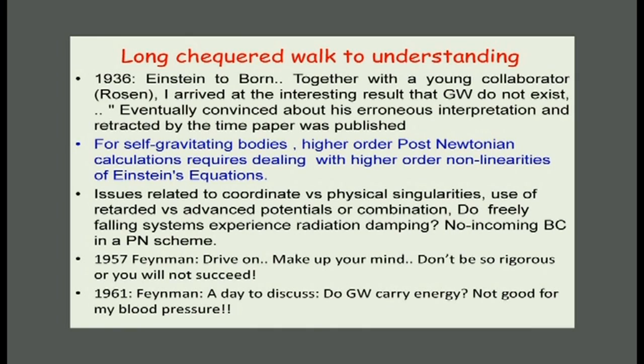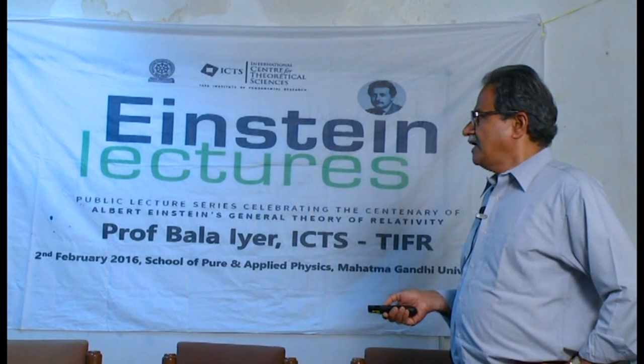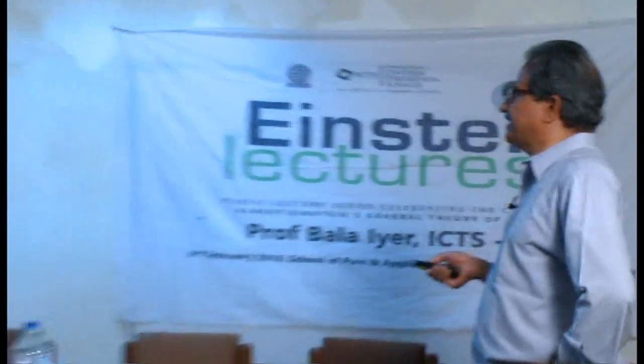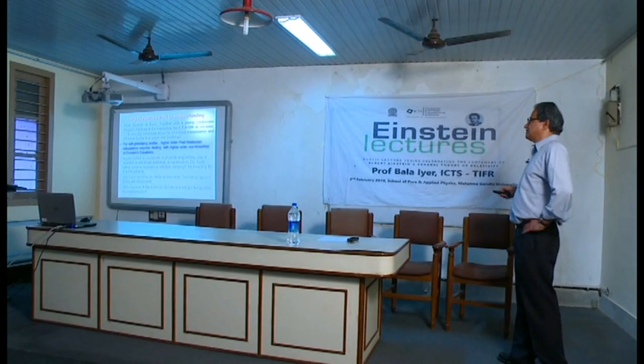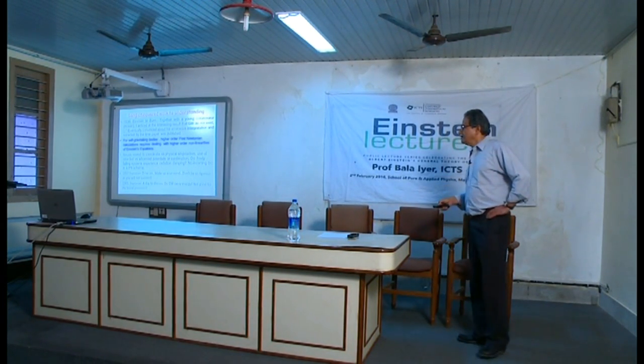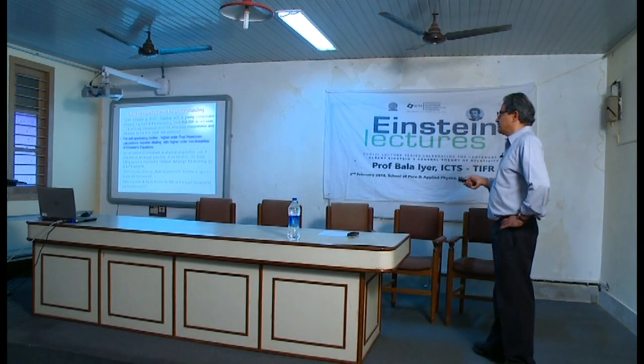Not only is the experiment difficult, even the theoretical understanding of gravitational waves took a large number of years. It almost took 50-60 years, because even though Einstein had predicted gravitational waves in 1916, in 1936 he wrote to Born, "Together with a young collaborator, I arrived at the interesting result that gravitational waves do not exist." Again, you can see that even somebody like Einstein was never sure whether what he was deriving from his equations was really a physical wave or only some coordinate effect. And unfortunately, of course, for us, before the paper was published, somebody told him that he was making some mistake in his interpretation, and therefore by the time the paper was published, he withdrew the conclusion he had originally made.